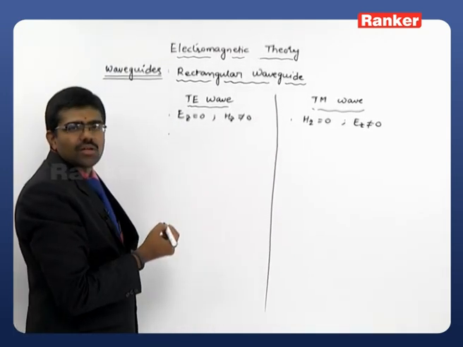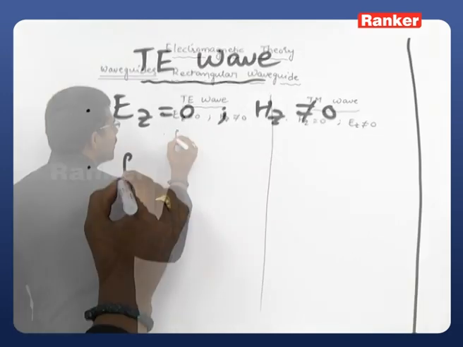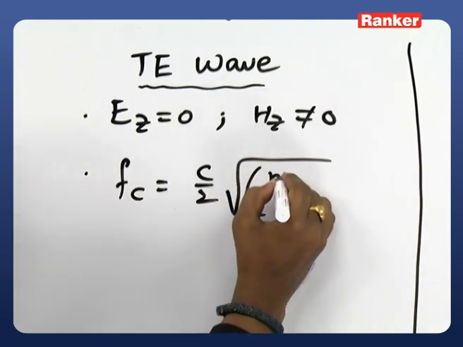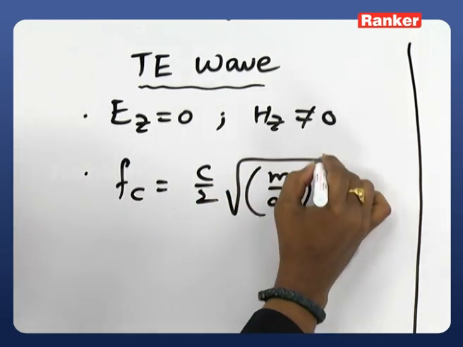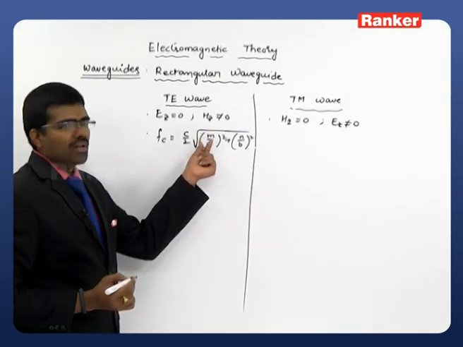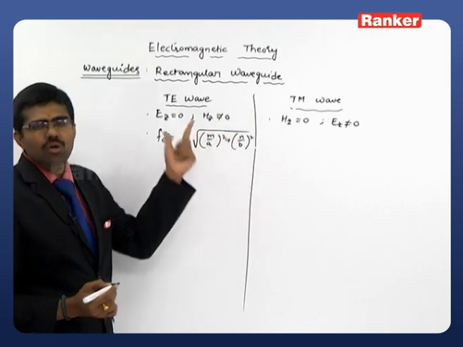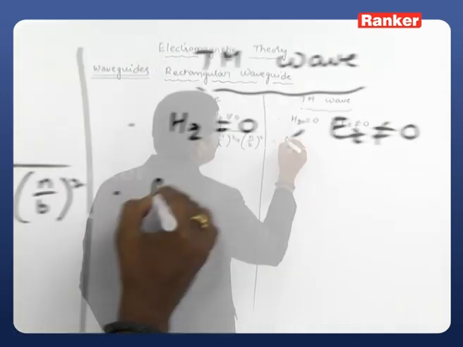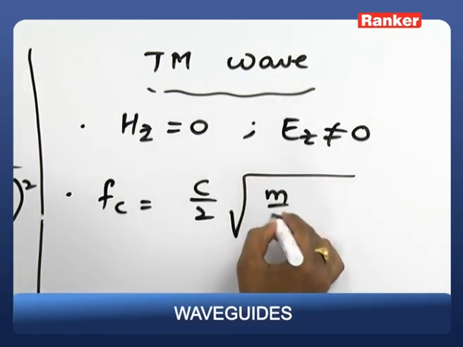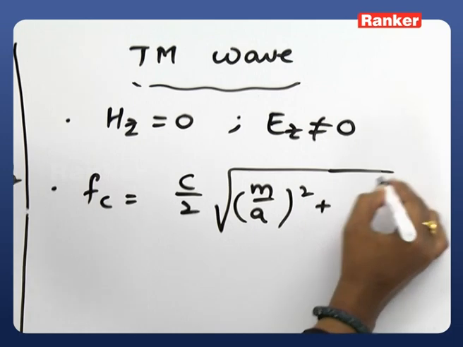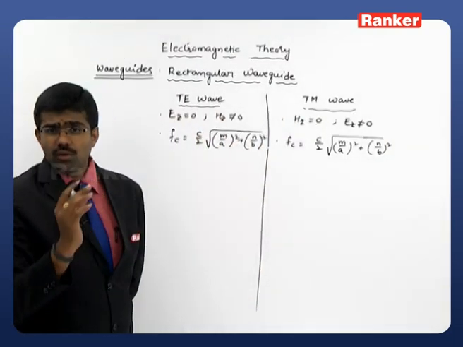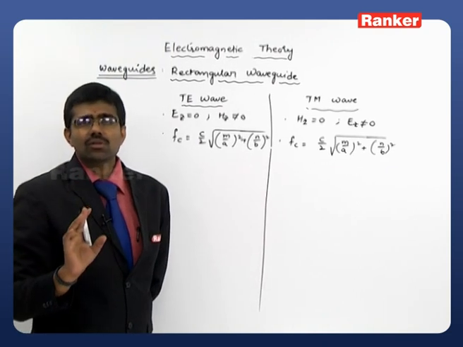And then, what is the equation of our cutoff frequency? fc equals c by 2 square root of (m by a) whole square plus (n by b) whole square. It is dependent upon the broader dimension, the narrower dimension as well as their mode numbers. Here also the same equation will be there: fc equals c by 2 square root of (m by a) whole square plus (n by b) whole square. The corresponding cutoff wavelength lambda c is also the same.